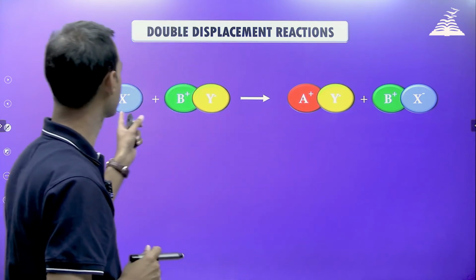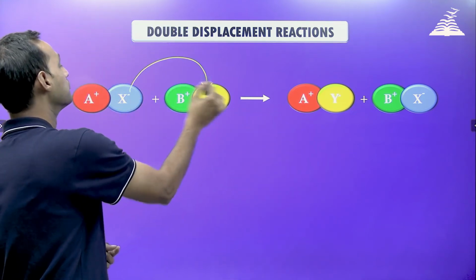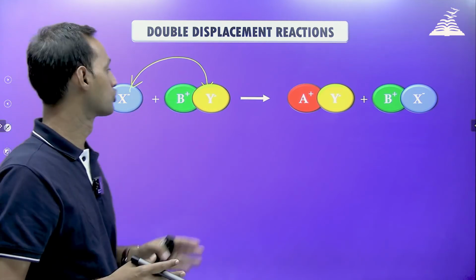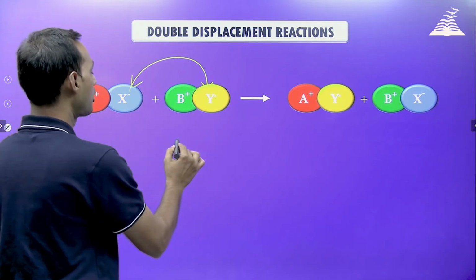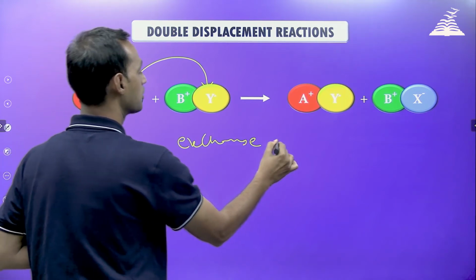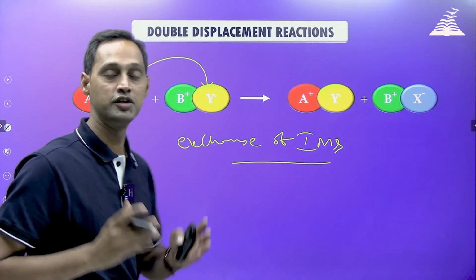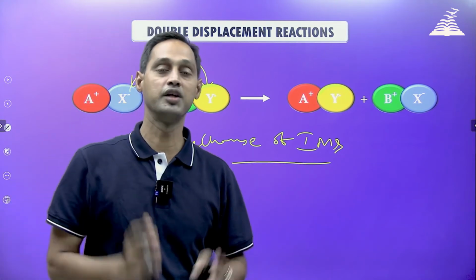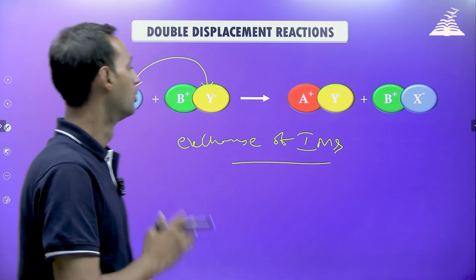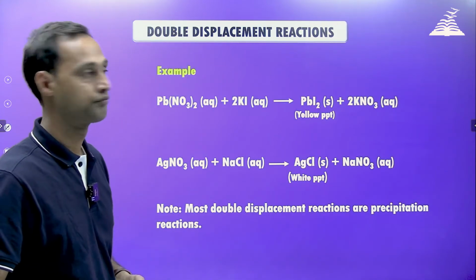So what did you understand here? See, X and Y have been exchanged, interchanged. So basically, ions are exchanged. What happens in double displacement reactions? Exchange of ions takes place. Alright, so we will now take a look at a few examples so that you understand better.